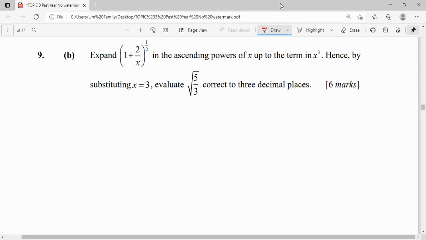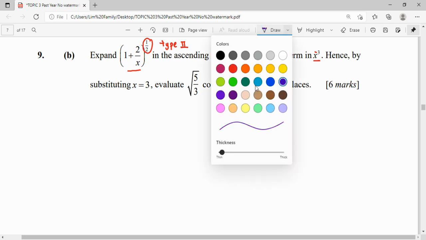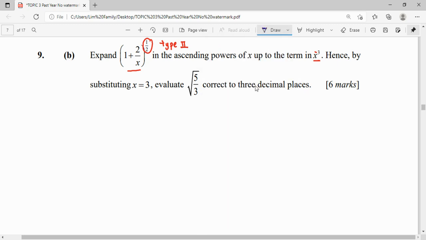So for question 9b, we're going to expand this. Notice that this is power 1 over 2. So we're going to use the formula type 2, where the power is not a positive integer. And we're going to expand it up to x power of negative 3. So there is a negative here. Then the second task is we're going to substitute the value of x equals to 3 and evaluate this 5 over 3 to 3 decimal places. So first of all, we finish the first task, where we need to expand.